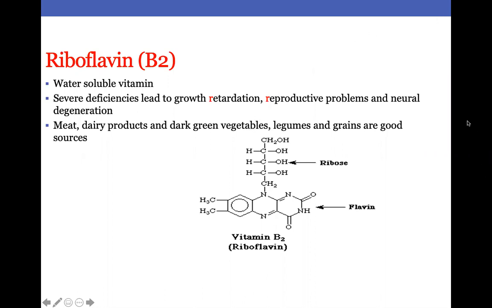I know over here it says neurodegeneration, but in my opinion, neurodegeneration and retardation are the same thing, or they present very similarly. And then this flavin part over here is what's going to be converted to make the cofactor, the essential cofactor. Okay, that's sort of it for riboflavin. So R: retardation, reproductive problems, B2, two things I need to remember.